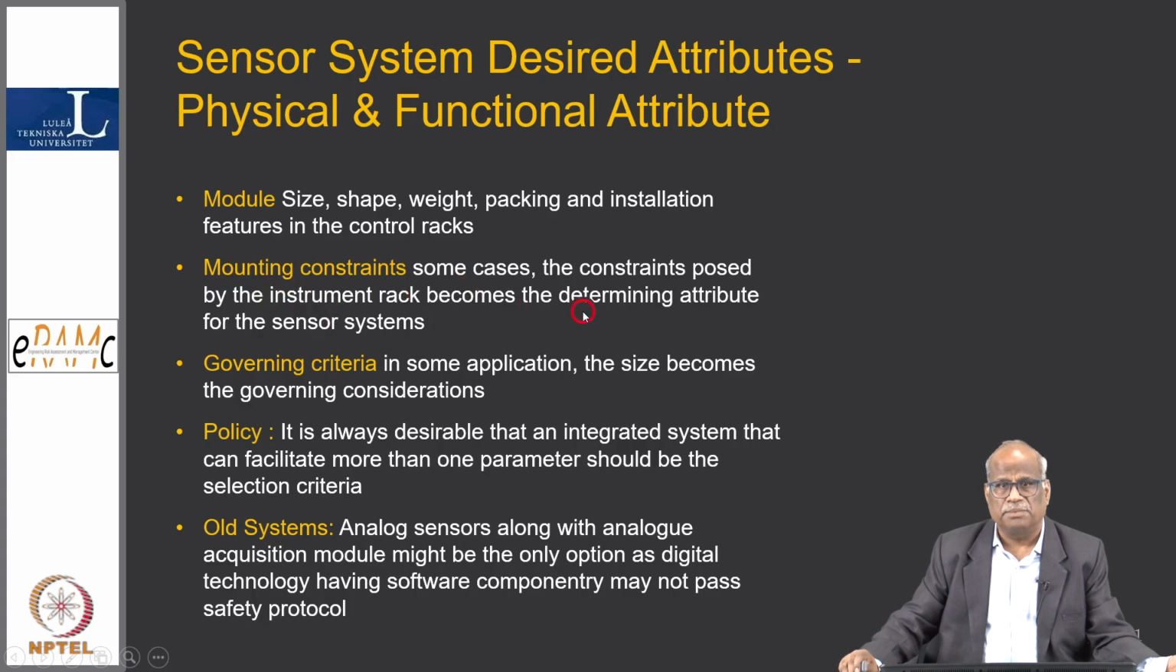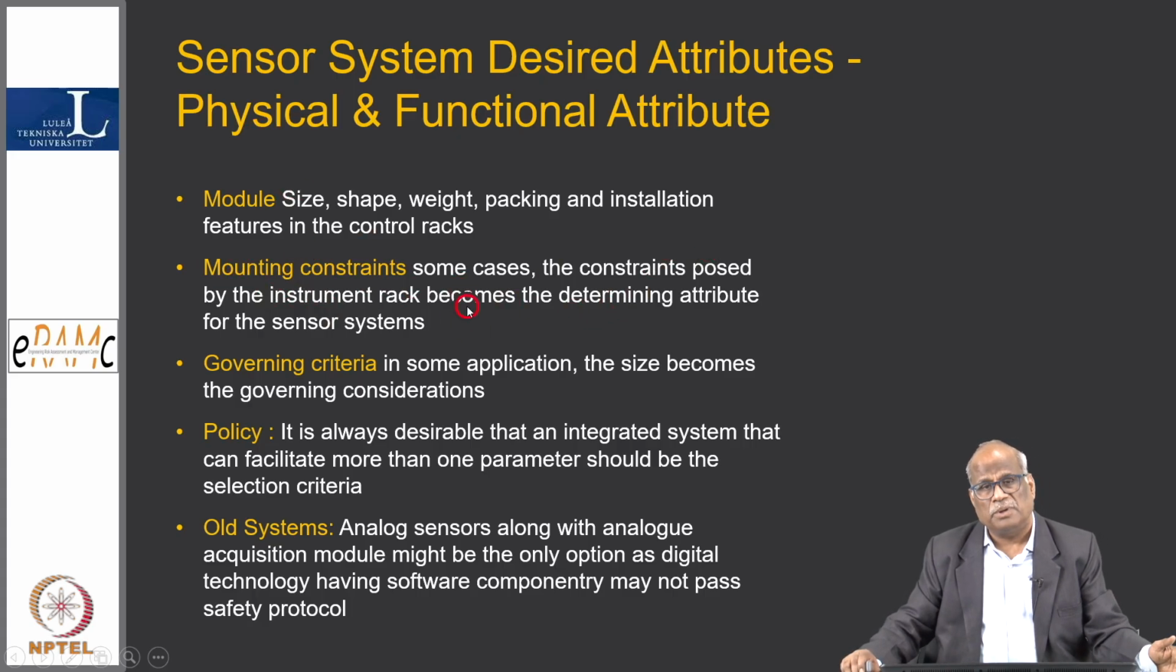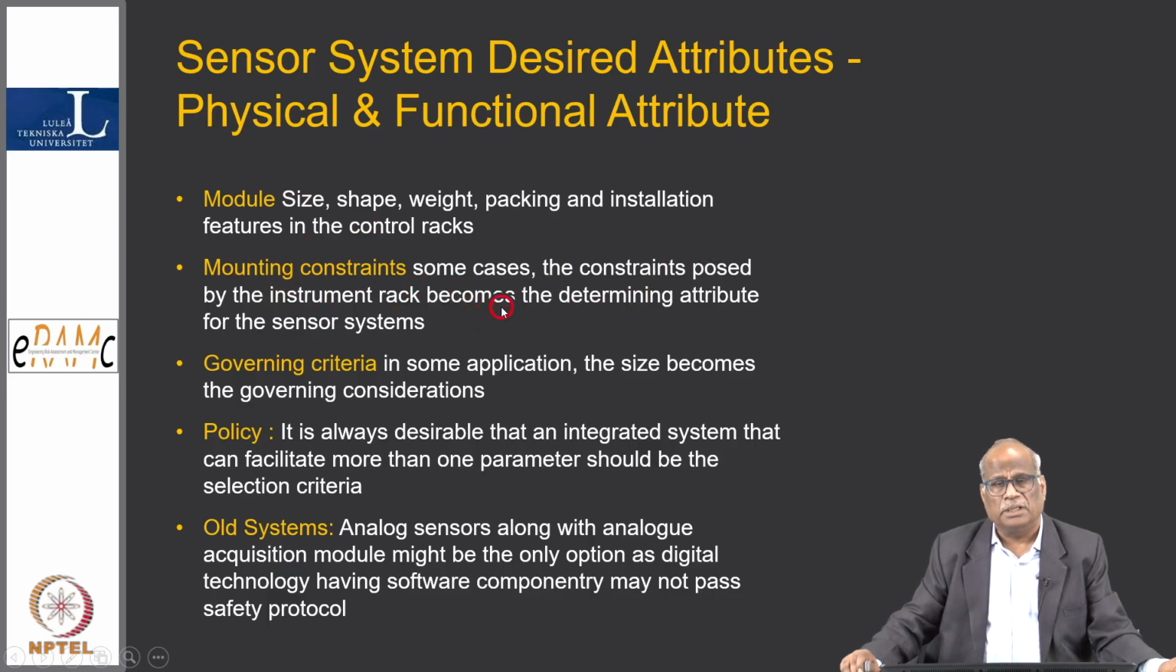Mounting constraint: in some cases the constraint is posed by the instrument rack, especially if it is an operating plant and we want to add on to the system, the space we have to create. So there should not be any constraint because of that. Governing criteria: in some locations the size becomes the governing factor. So whenever we upgrade, we have to make arrangements for them, and there should be a planned policy. It is always desirable that the integrated system, that facility which can provide more parameters, should be the selection criteria.